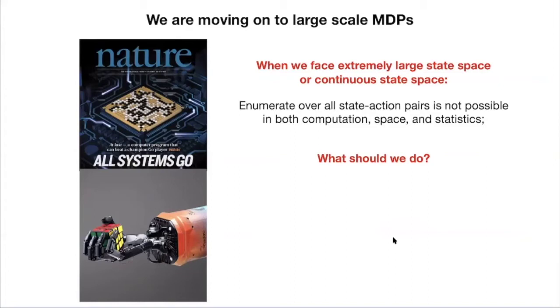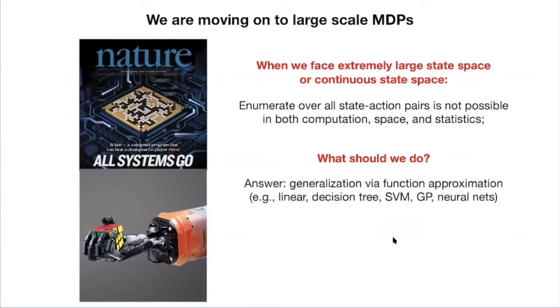So what should we do if we are facing such a situation? The answer is, let's try to use function approximation to achieve generalization. Maybe we can use linear function approximation, decision trees, or support vector machines, or nowadays, people use nonlinear neural networks. These are function approximators that take some state as input and output something, and we're trying to generalize across these examples.